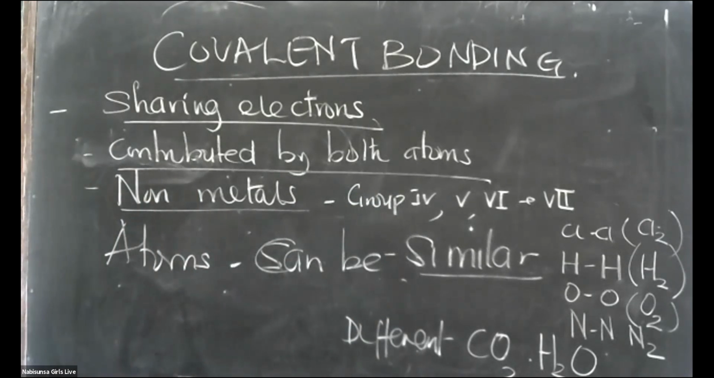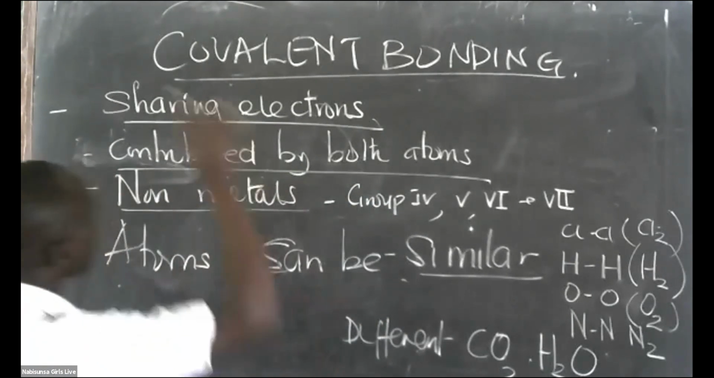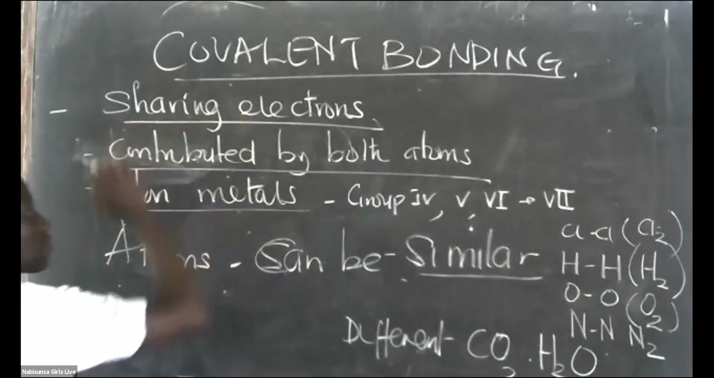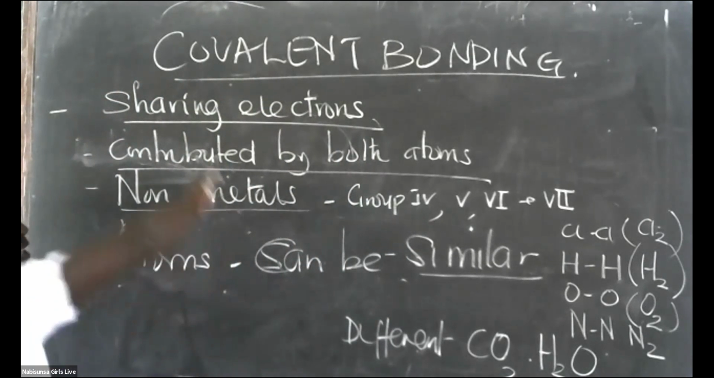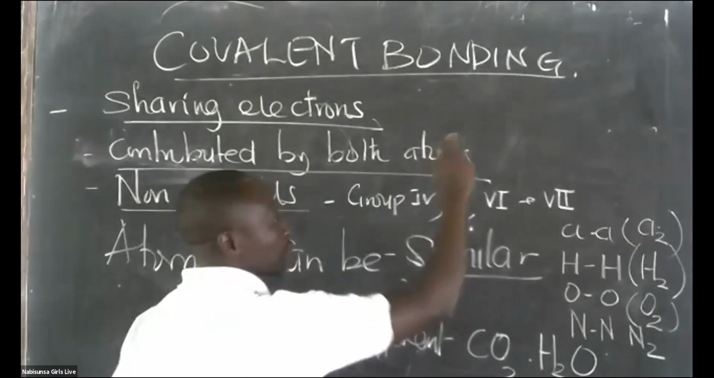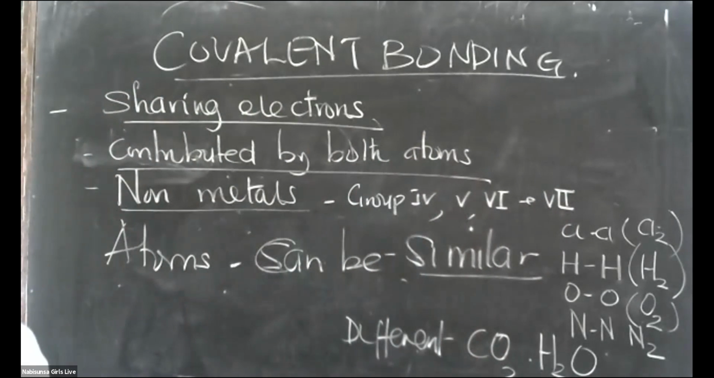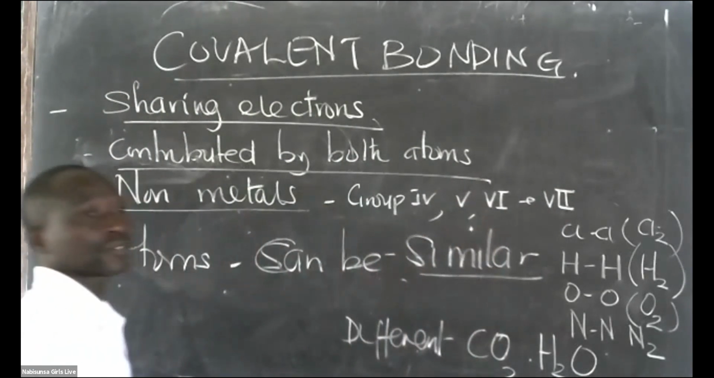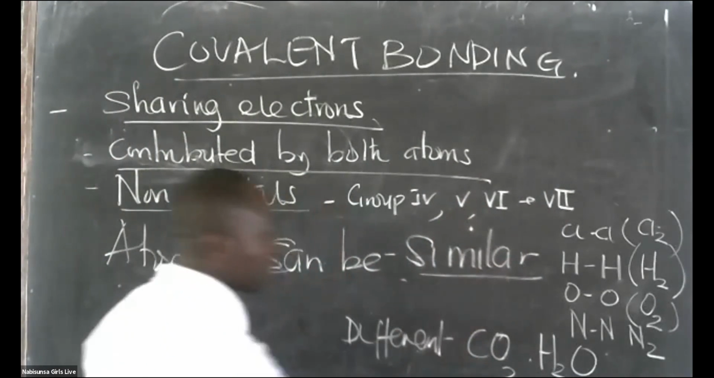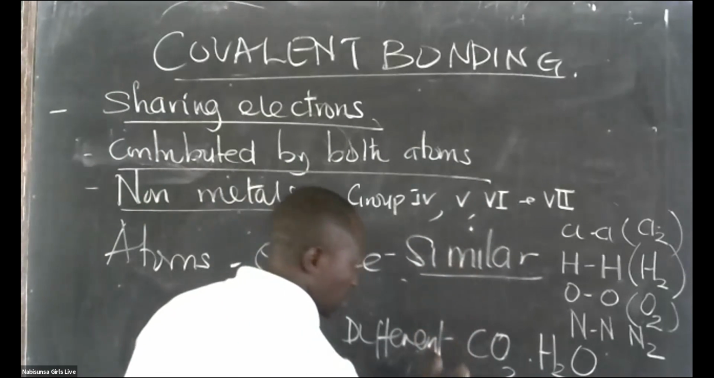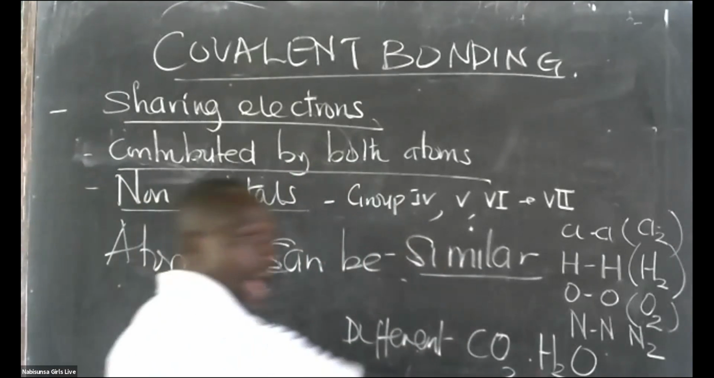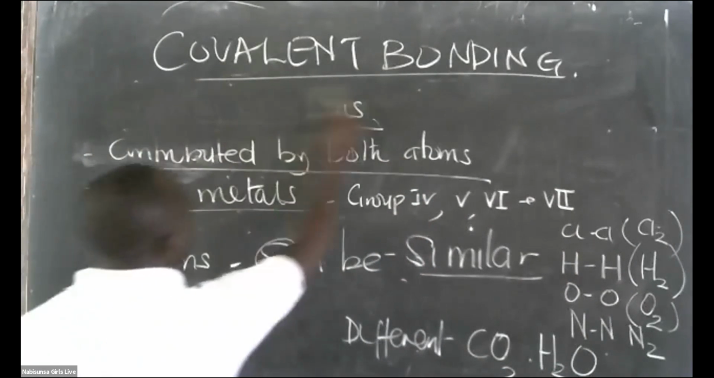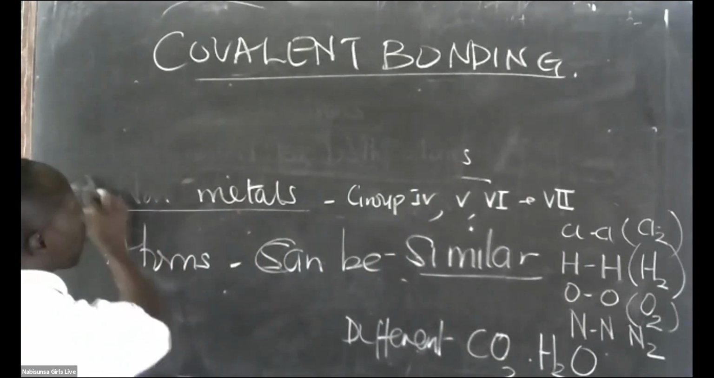Now, types of covalent bonds. What have we captured? Sharing the electrons contributed by participating atoms, and these atoms must be nonmetals. They originate from group 4, group 5, group 6, and group 7. These atoms can be similar or different. Examples of similar atoms and different atoms are given, and all of them are non-metallic in nature. So allow me to advance to types of covalent bonds.